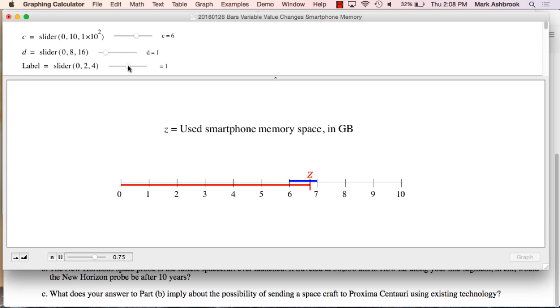So why don't you just take 20 seconds to introduce yourself to your new workmate at your table. No one gets left out. And talk about what the length of the blue bar might represent. Go.